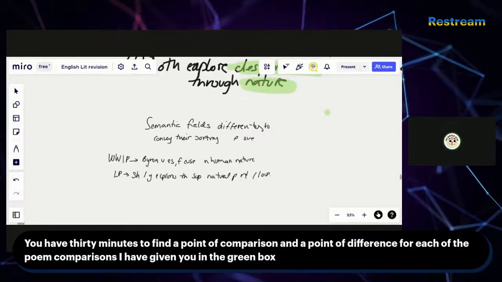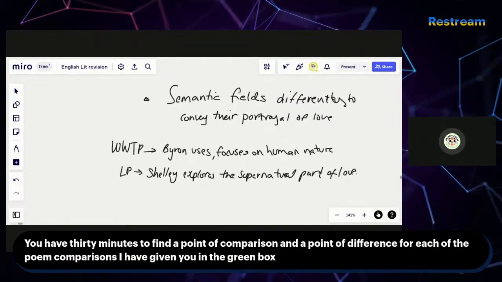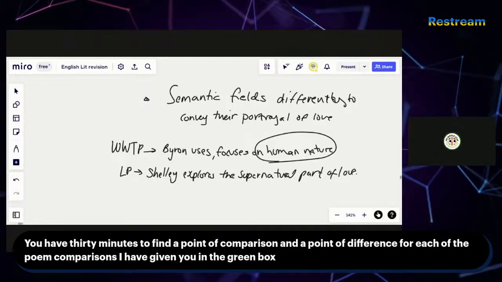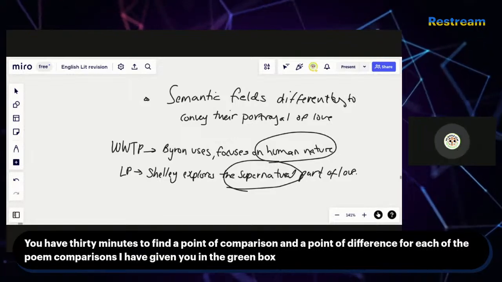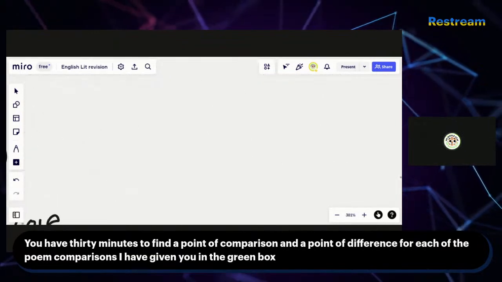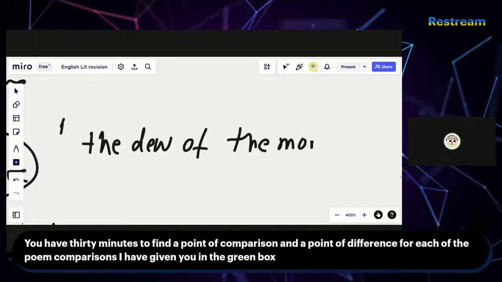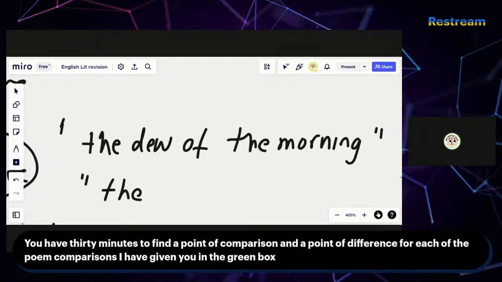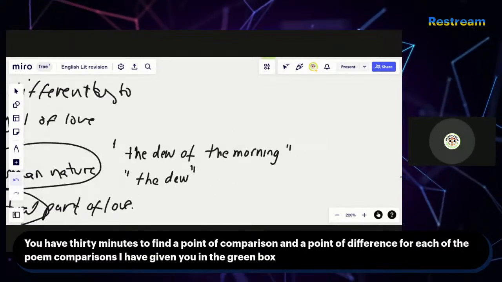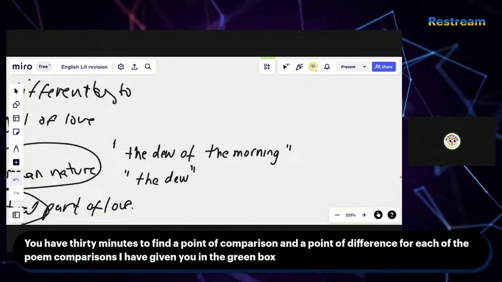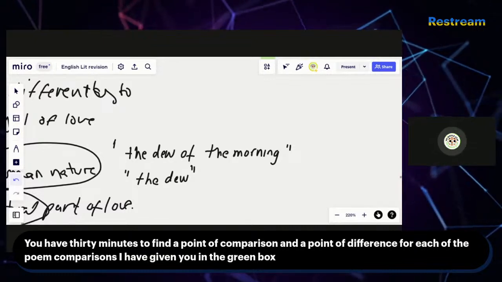Therefore, what is being said is that both poems explore desperation in romantic love through nature. However, the semantic fields are used differently to convey their portrayal of love. So in When We Two Parted, there's a focus on human nature, whereas in Love's Philosophy, there's a focus on the supernatural. We see in When We Two Parted, there's this constant repetition of the dew of the morning, as well as the dew. Both of these quotes highlight how it's the last remaining evidence of the relationship, as this love no longer exists.